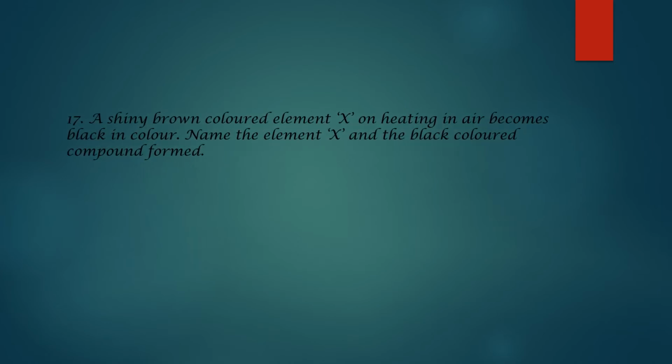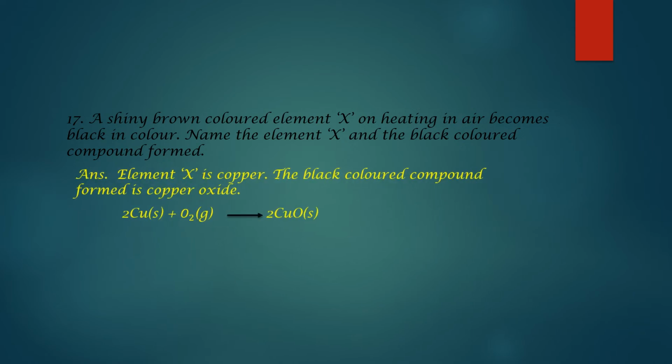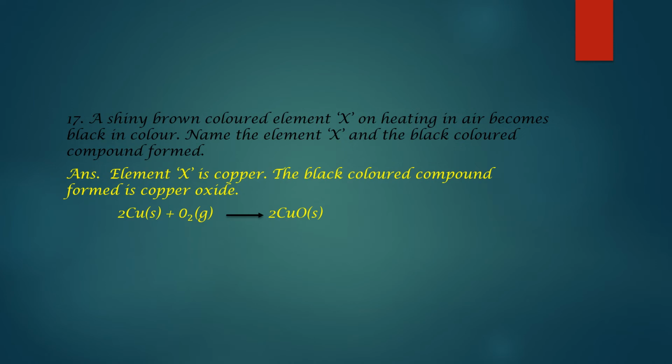Question number 17. A shiny brown colored element X on heating in air becomes black in color. Name the element X and the black colored compound formed. Answer. Element X is copper. The black colored compound formed is copper oxide.